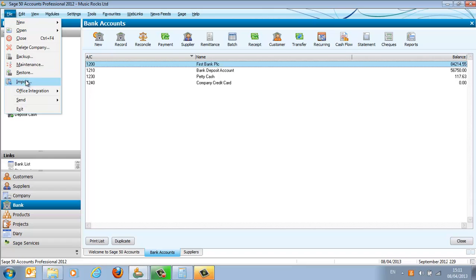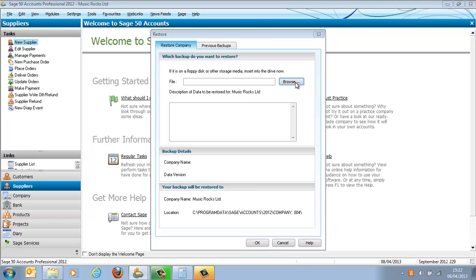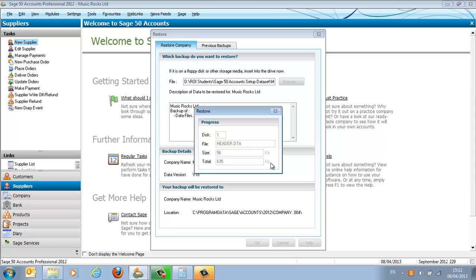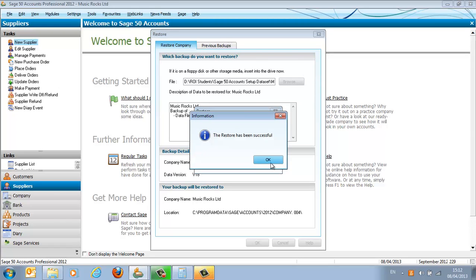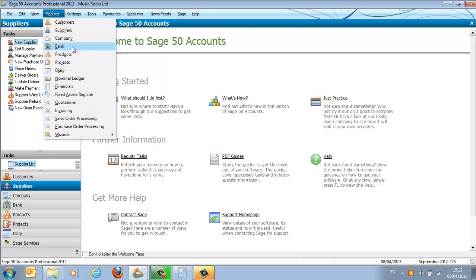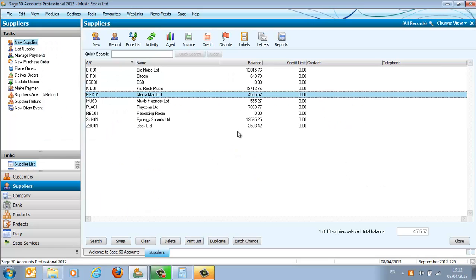So we're just going to reset this again, and look at the opposite side. What happens if the company has made an FX gain? So going to reset it again, reversing everything that we've done beforehand. Straight off, modules, supplier, have a look at it again, and we see that Media Mad is back again.